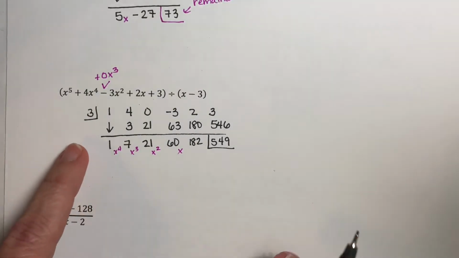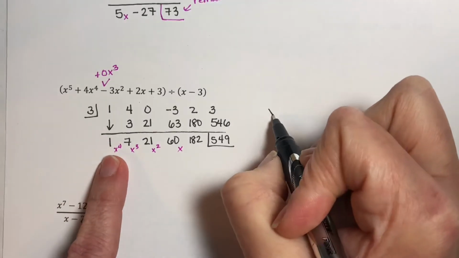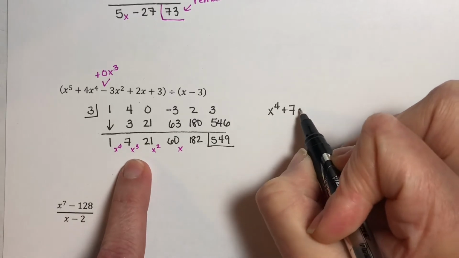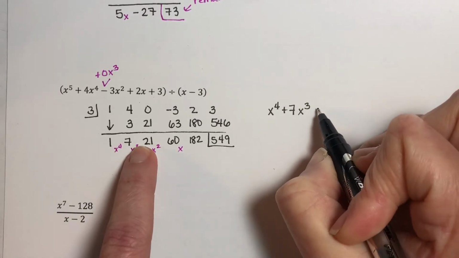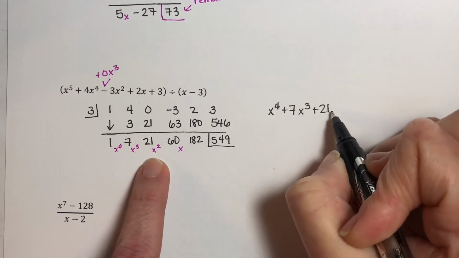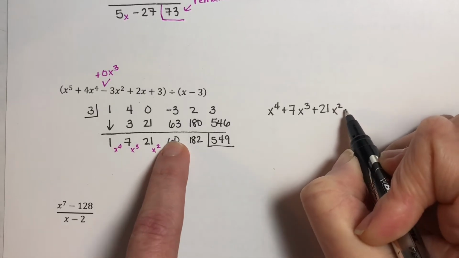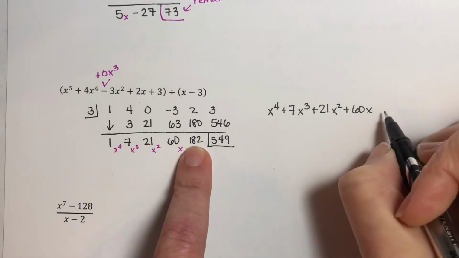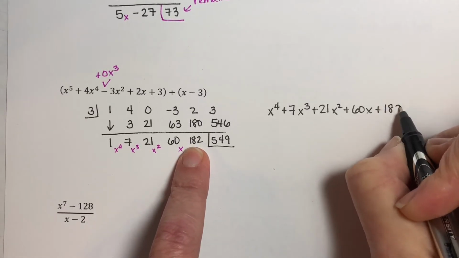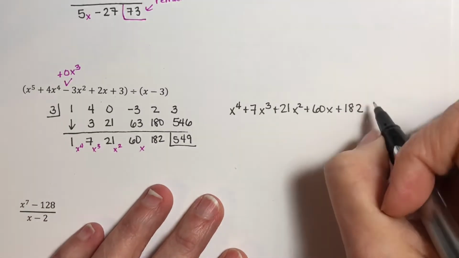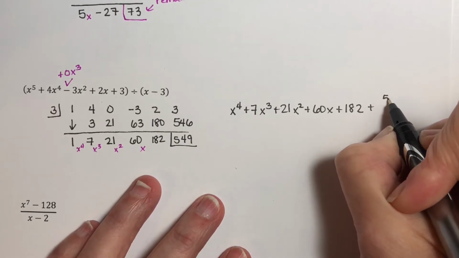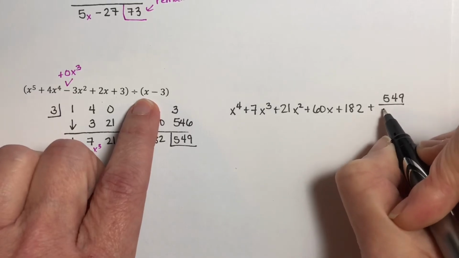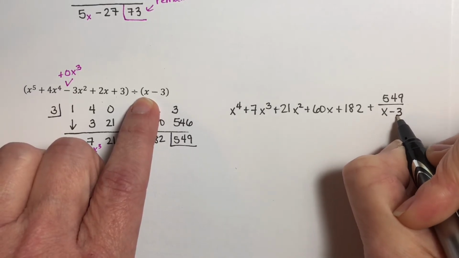So our answer is 1 x to the 4th plus 7 x cubed plus 21 x squared plus 60 x plus 182 plus your remainder, which is 549, over what we were dividing by, which is x minus 3.